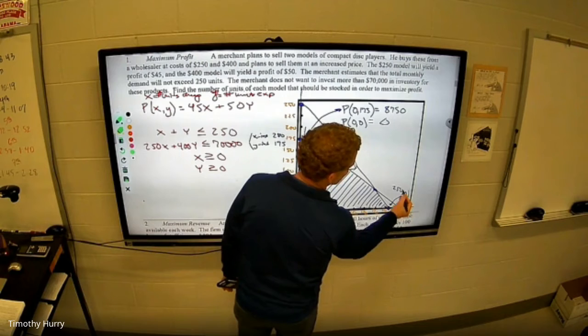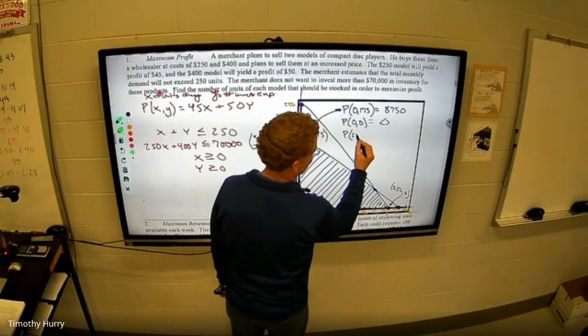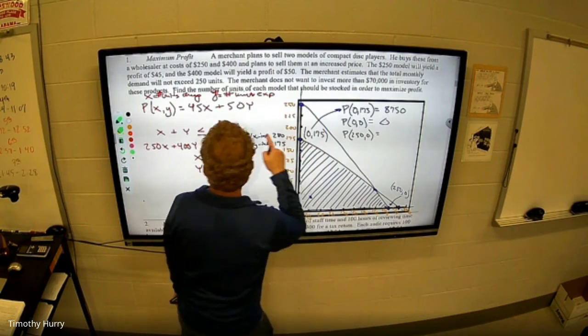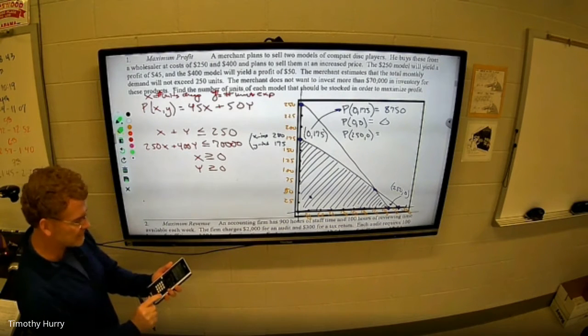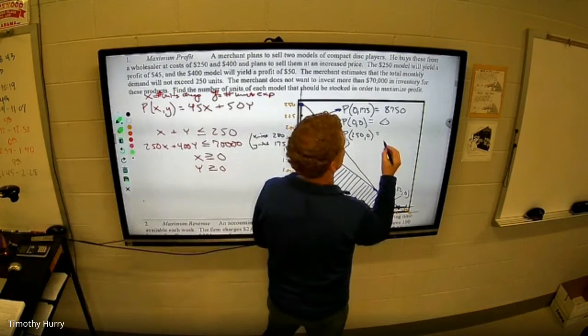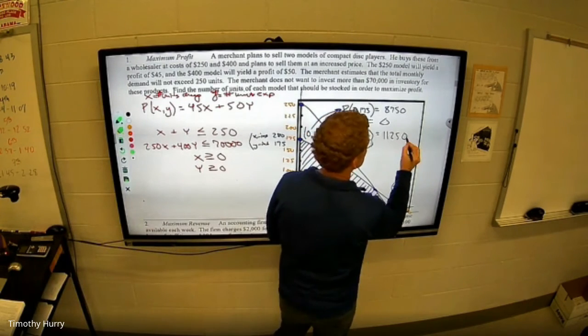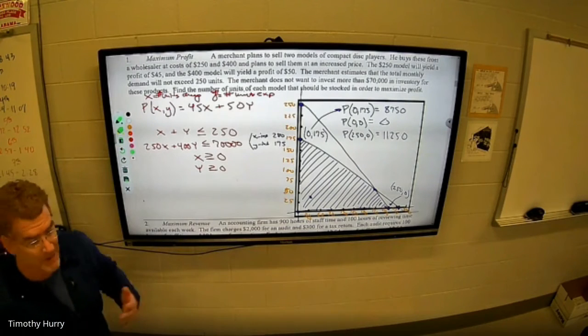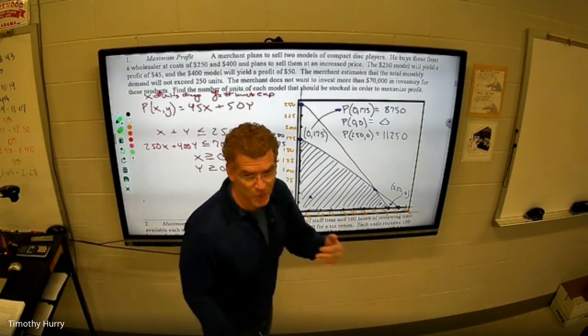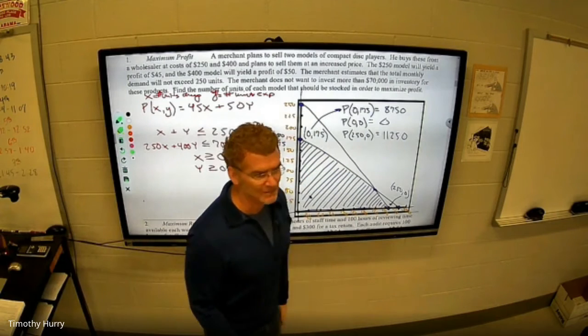250 comma 0. So the profit at 250 comma 0, well, I'm making $45 for each of those 250 units. That's 11,250. Well, clearly, I don't want to sell just the expensive model. I'd be better off, if I had to pick just one unit, selling just the cheap model.